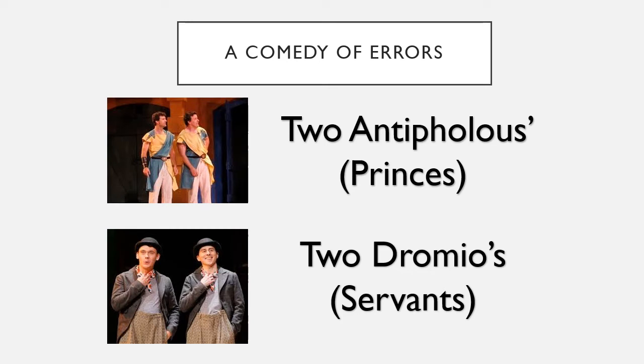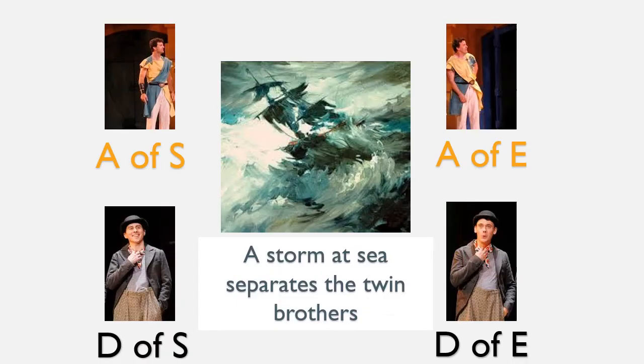So A Comedy of Errors, we have 2 sets of twins. We have got 2 Antipholuses, who are princes, and we have 2 Dromios, who are servants. And both sets of twins live together in a town called Syracuse. All 4 of them together then go on a voyage at sea, where there is a massive storm. So there is a storm at sea which capsizes the ship and separates the twin brothers. So we've now got Antipholus of Syracuse and Dromio of Syracuse, and Antipholus of Ephesus and Dromio of Ephesus. And this will be explained more in just a second.